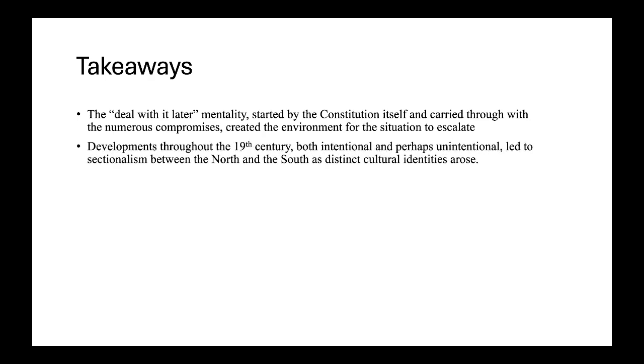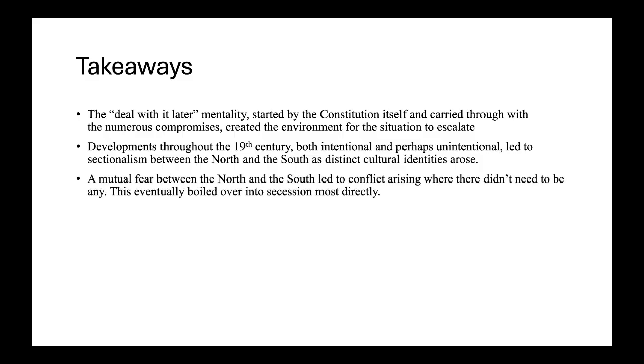Two, developments throughout the 19th century, both intentional and perhaps unintentional, led to sectionalism between the North and the South as distinct cultural identities arose. Three, a mutual fear between the North and the South led to conflict arising where there didn't really need to be any. This eventually boiled over into secession most directly. These are by far not the only reasons for the Civil War, of course, but they are, in my personal opinion, the most impactful.